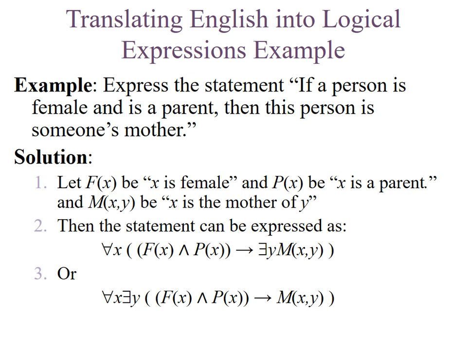So next, let's see how we define the predicate logic. The propositional function F(x) means x is female, so we use F, and P(x) means x is a parent, and this person is someone's mother. So we use M(x, y), that means x is the mother of y. Okay, so that's our propositional function. Let's try to convert this sentence to predicate logic. This is a sentence of if something, then something. Then we have the conditional statement.